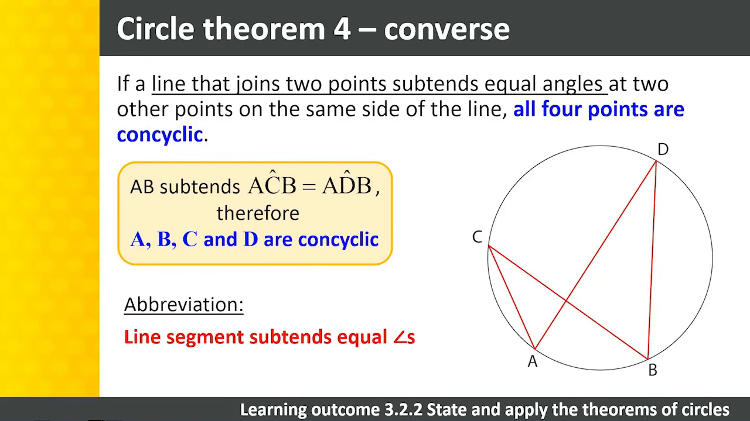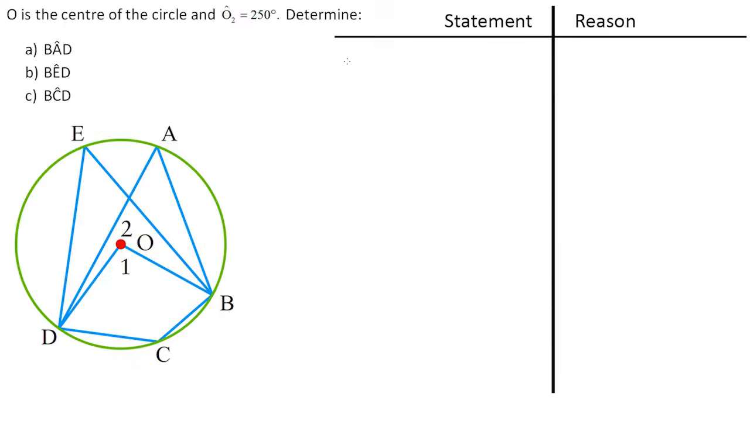Let's watch a video showing a lecturer working through an example applying this theorem. In this diagram, O is the center of the circle, and O2 is equal to 250 degrees. So let us fill in O2 on the circle. It's going to be the reflex angle, and that is equal to 250 degrees, which is equal to angle O2. That's given.